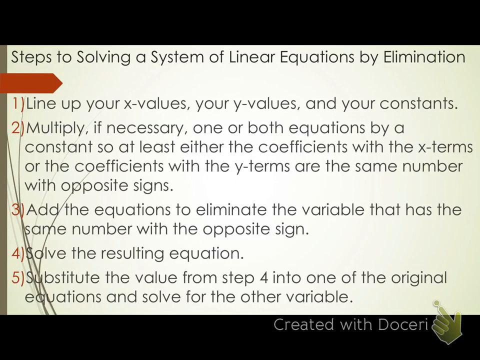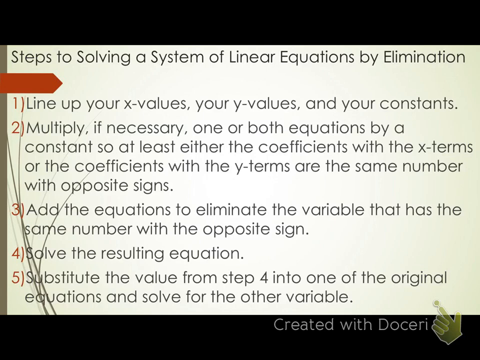Step 2, multiply, if necessary, one or both equations by a constant, so at least either the coefficients with the x terms or the coefficients with the y terms are the same number with opposite signs. Does everyone know what a coefficient is? It's a number being multiplied by a variable. So if I have 2x, what's my coefficient? 2. It's a number being multiplied by the variable.